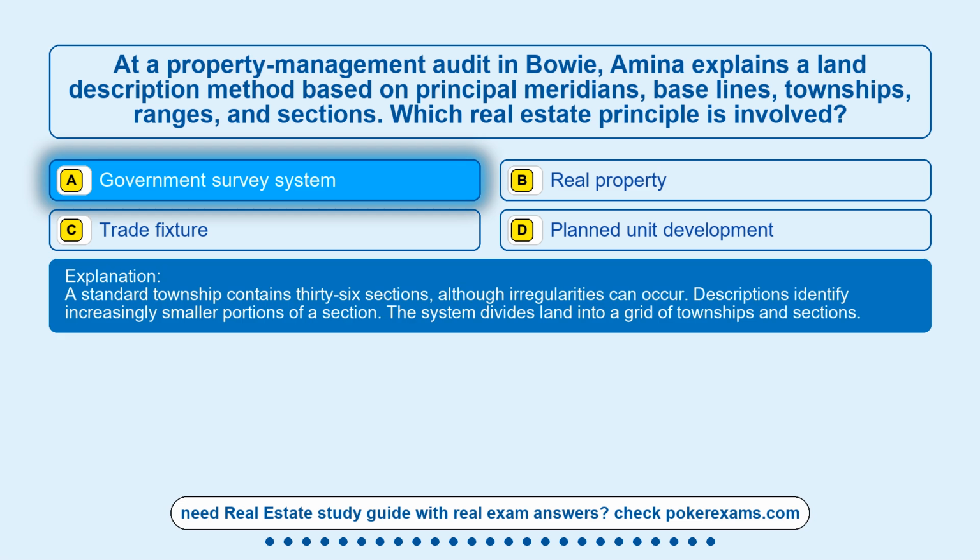A standard township contains 36 sections, although irregularities can occur. Descriptions identify increasingly smaller portions of a section. The system divides land into a grid of townships and sections.